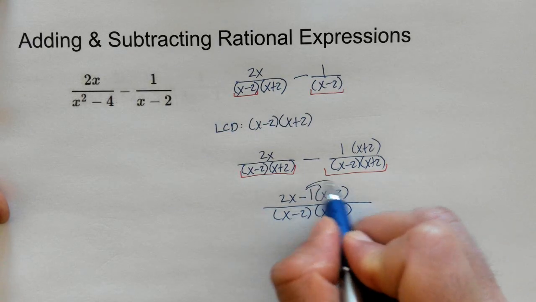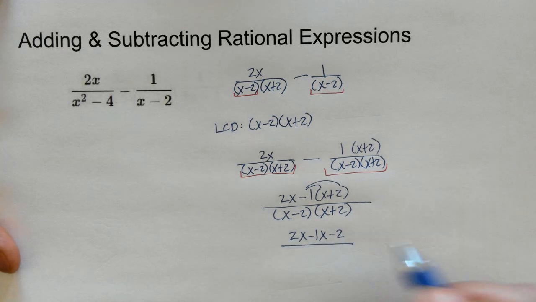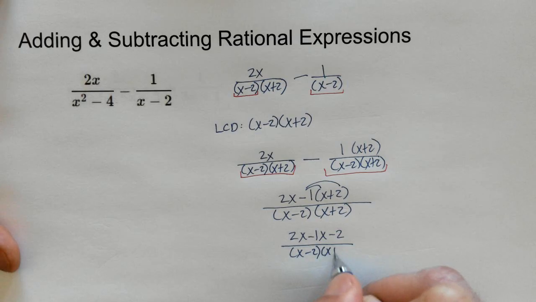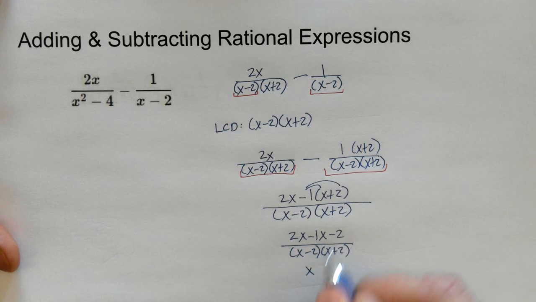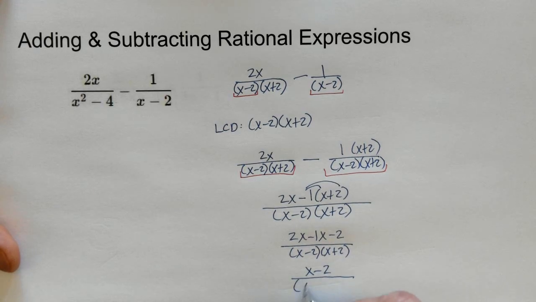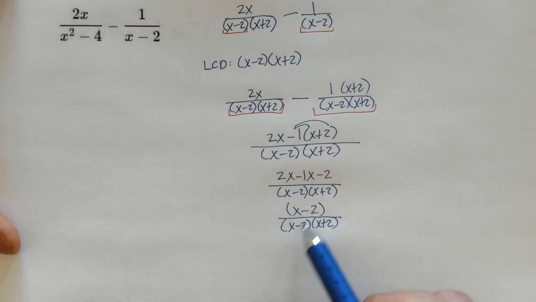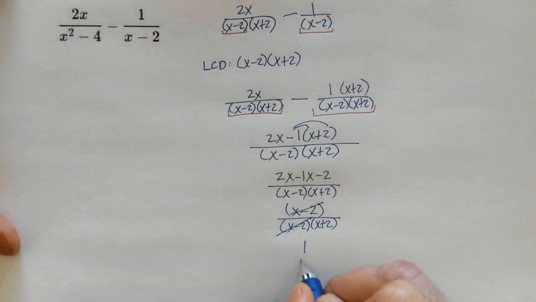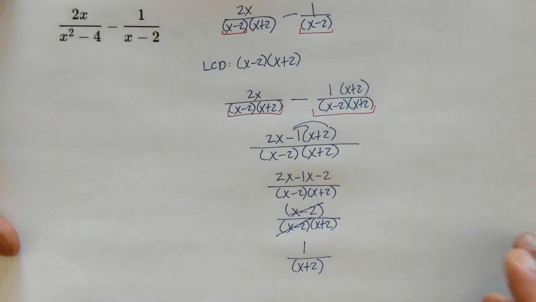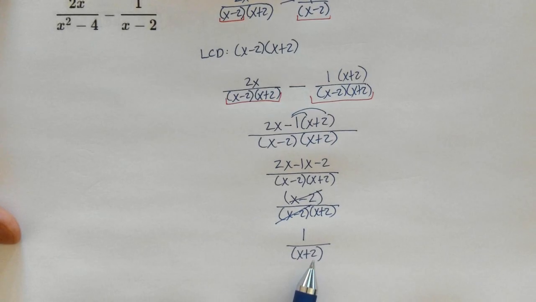I'm going to distribute the negative 1. I have 2x minus x minus 2. I'm going to divide both by x minus 2, x plus 2. 2x minus 1x is just x minus 2. Notice how, in this scenario, they both share an x minus 2 in common. So these can actually divide, leaving me with just 1 over x plus 2. Okay. I was able to reduce all of this through this process to 1 over x plus 2.